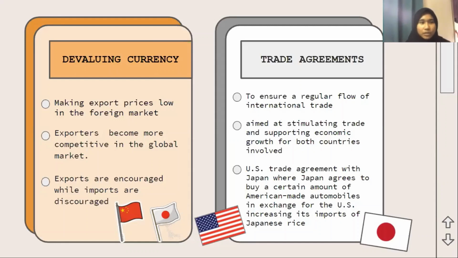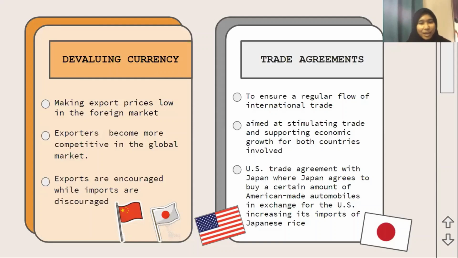Trade agreements are agreements between two or more countries to ensure a regular flow of international trade. They are aimed at stimulating trade and supporting economic growth for both countries involved. For example, we have the trade agreement of US and Japan, where Japan agrees to buy a certain amount of American-made automobiles in exchange for the US increasing its imports of Japanese rice.